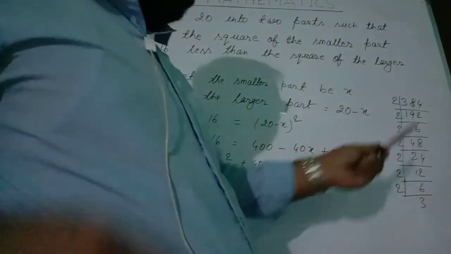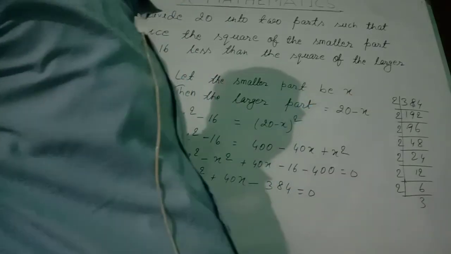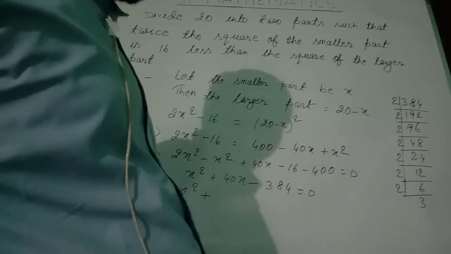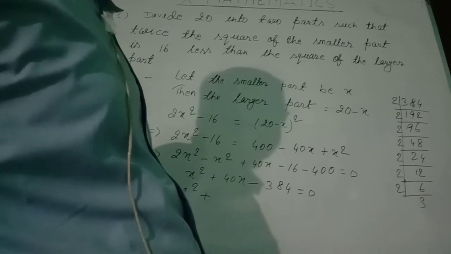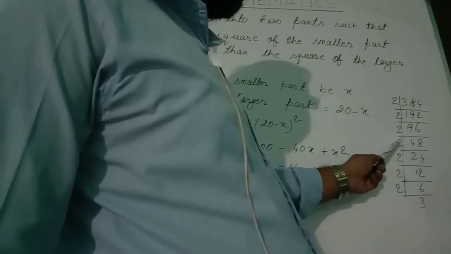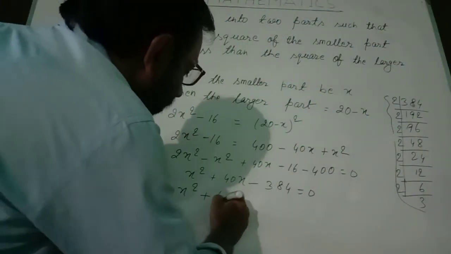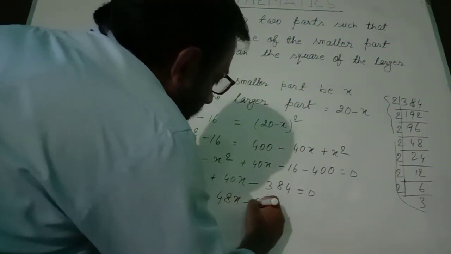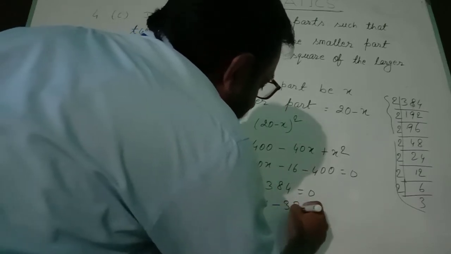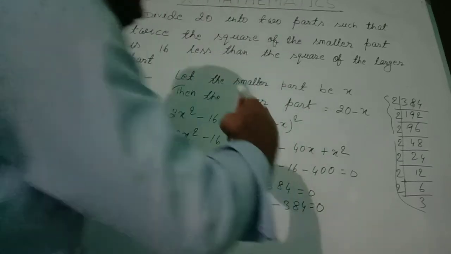this is the prime factorization of 384. From these numbers we will prepare two groups of numbers. Their addition or subtraction should be equal to 40x. So let us see, 3 twos are 6, 2 sixes are 12, 2 twelves are 24, 2 twenty-fours are 48. Till here it is 48 and till here it is 8. So we can write 48x minus 8x minus 384 equal to 0.